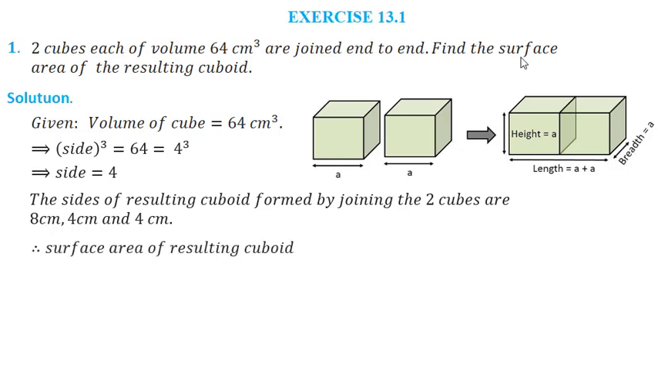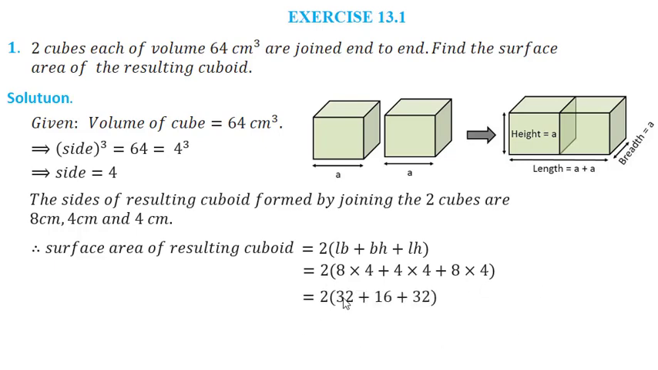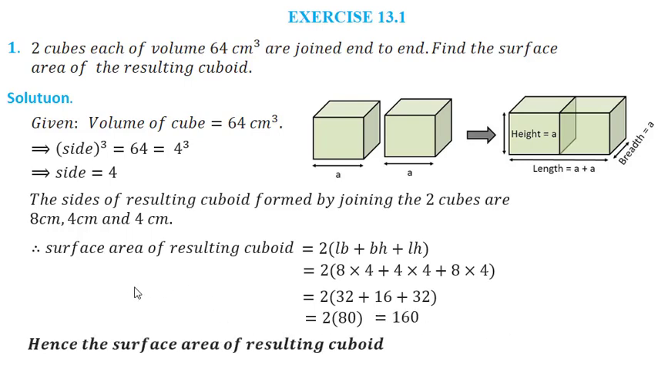Now we have to find the surface area of the resulting cuboid. So the surface area of the resulting cuboid is 2 times, the formula is LB plus BH plus LH. Always I recommend that you mention the formula and then put the values. So this equals 2 into, now I will put the respective values, that is 8 into 4 plus 4 into 4 plus 8 into 4. Now for calculation, I do multiplication and addition and I get the result as 160. So I will say that the surface area of the resulting cuboid is 160 centimeter square.